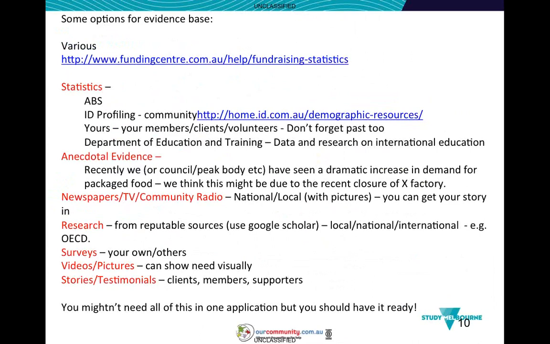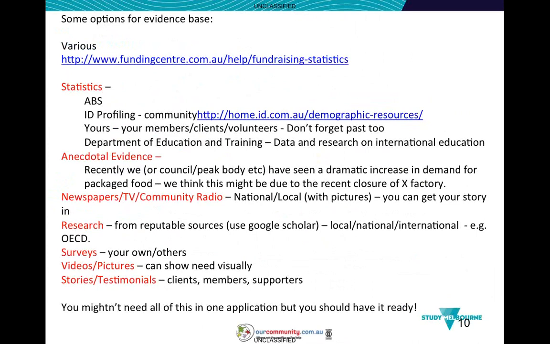So those surveys that we've done, you know, the anecdotal evidence that we may have formed throughout the time of delivering whatever the programs or activities that we deliver in our core business, we're sure to have some statistics and information that we can use. Also, there's the Department of Education and Training data and research on international education. So there's a range of statistics on that website. Please do Google and use that one as well.